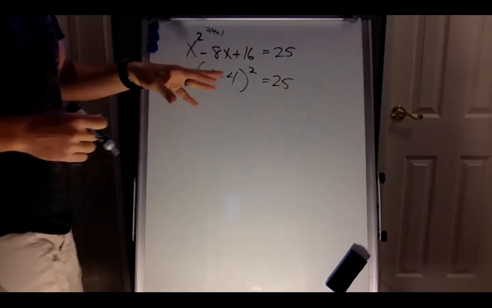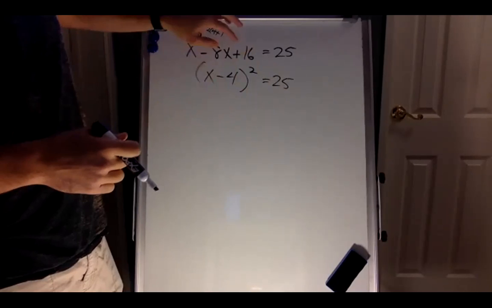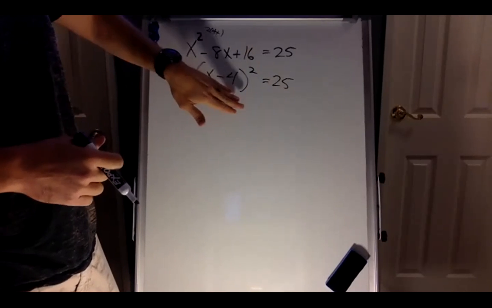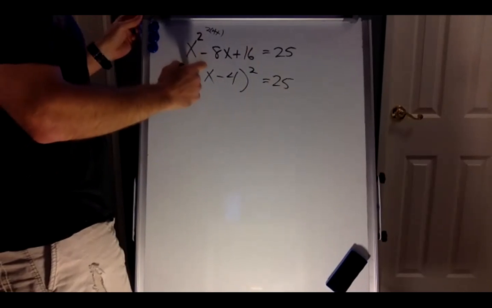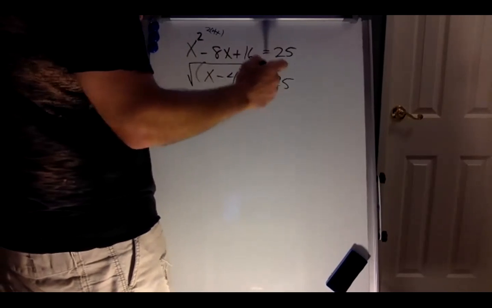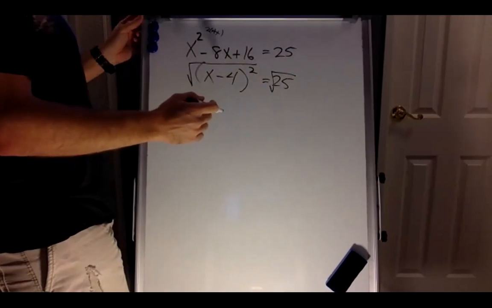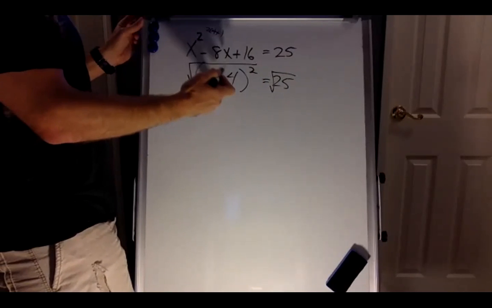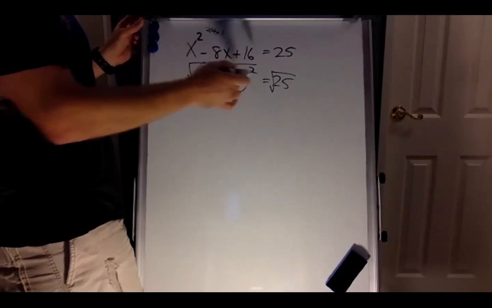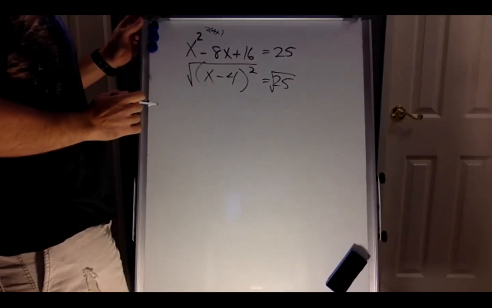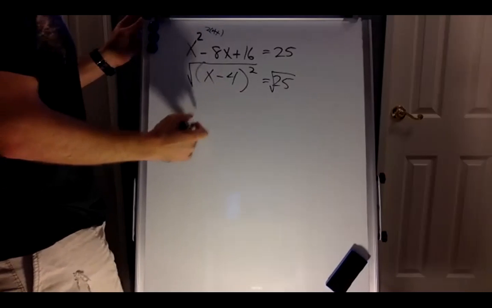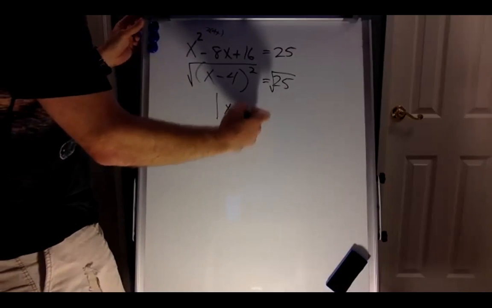Once you get this, you need to understand that this is your goal, to get it to look like this. When you get it to look like this, you take the square root of this and the square root of this. And what is the answer to the square root of x minus 4 quantity squared? What is the answer to that? The absolute value of x minus 4. Absolute value of x minus 4.